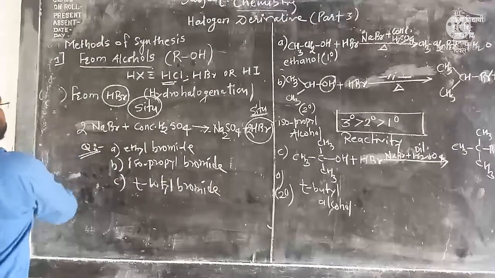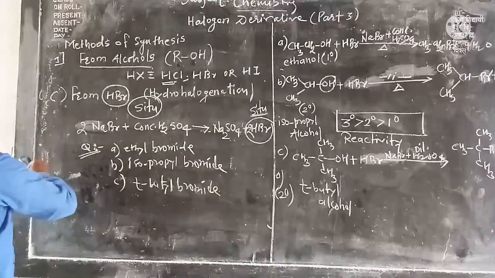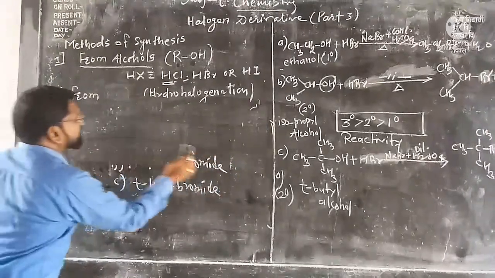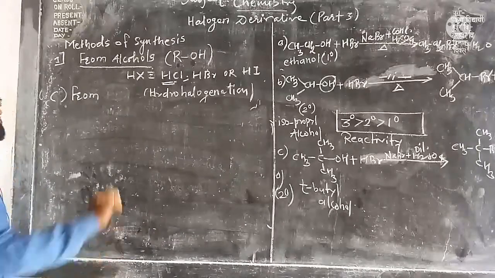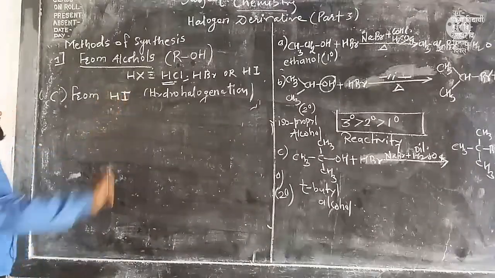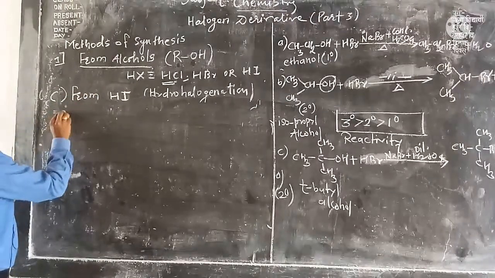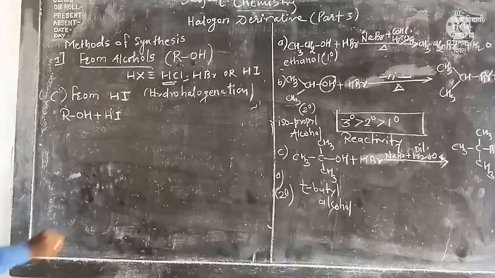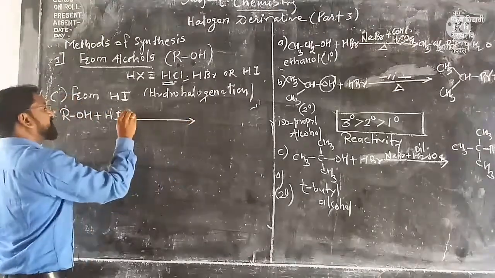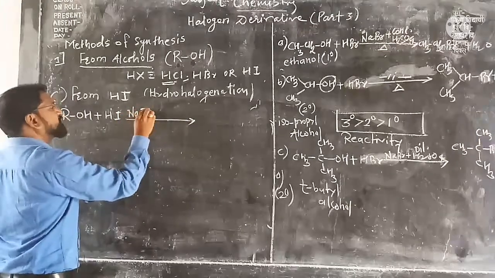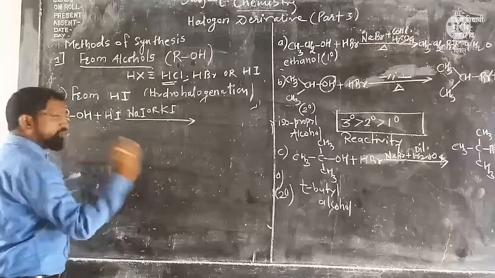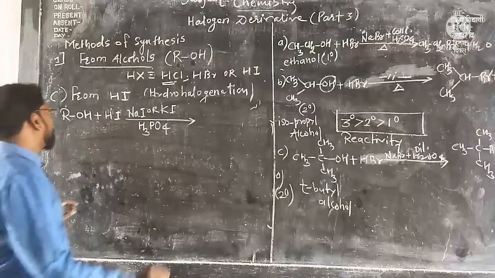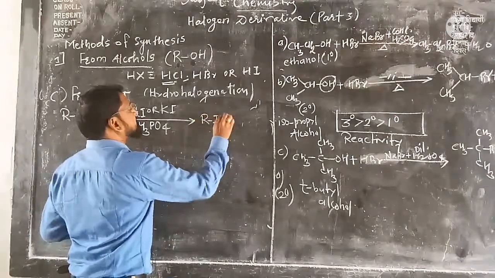Now next, number C. What is C? See here, from HCl, HBr, after that there is the reaction of alcohol with HI, so that we can prepare the alkyl iodide. So see here what happened. Let us take a general reaction: ROH plus HI, in the presence of, this is very important, sodium iodide or you can write potassium iodide, along with phosphoric acid H3PO4. This acid is very important, and you will get the corresponding alkyl iodide plus H2O.